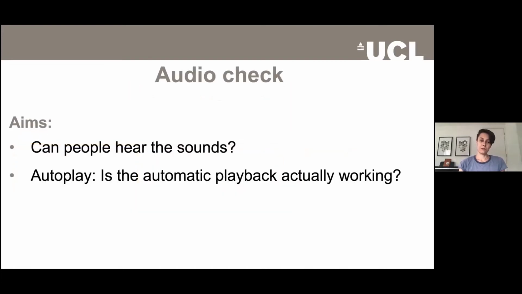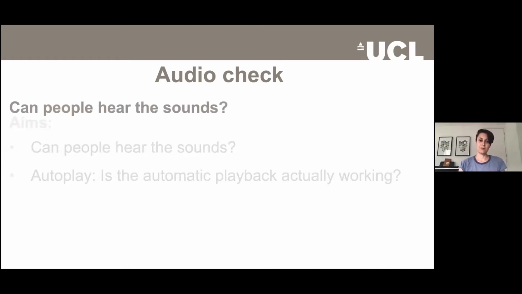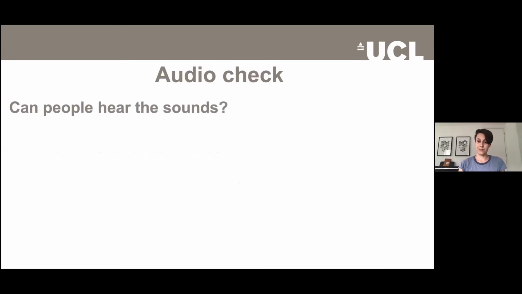So audio check, what do we need to get out of that? We need to make sure that people can hear the sounds that we want them to hear. And if we use autoplay, and I'll go into this in a little while, we need to make sure that the sounds are actually playing back as we want them to be played back when our participants are doing the task. So how can we make sure that participants can hear our sounds?